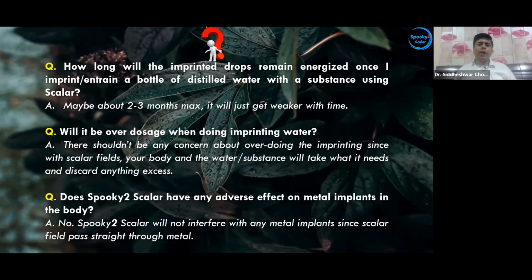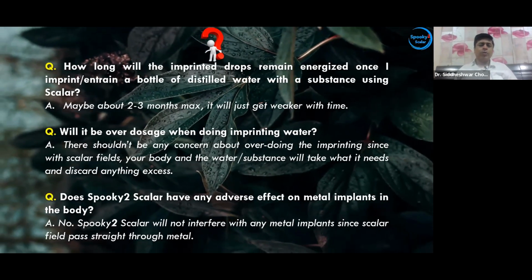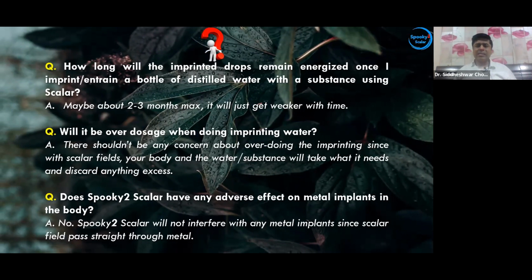How long will the imprint last? Usually it lasts 2 to 3 months at max, but 2 to 3 months is quite a long time for an imprinting which hardly takes a few minutes. So I would not bother much about it. I keep imprinting every few days. I never find any problem with that. But yes, if you want to store it longer, it does store for 2 to 3 months. Is there any overdose? No, there won't be any overdose of imprinting at all.